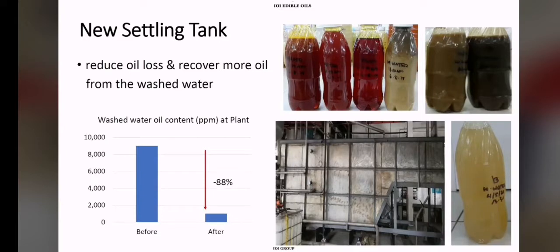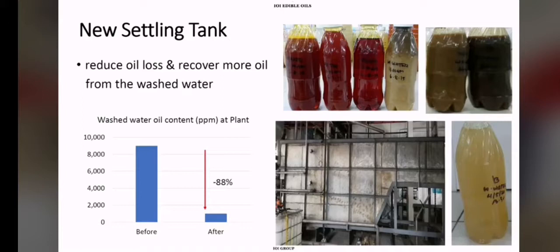Now, the top picture is a picture of the CPO. The first picture has 4 bottles in it. First is the CPO, then after that is the washed CPO. The next bottle is the vacuum dried CPO in the plant, and the final is the washed water appearance.